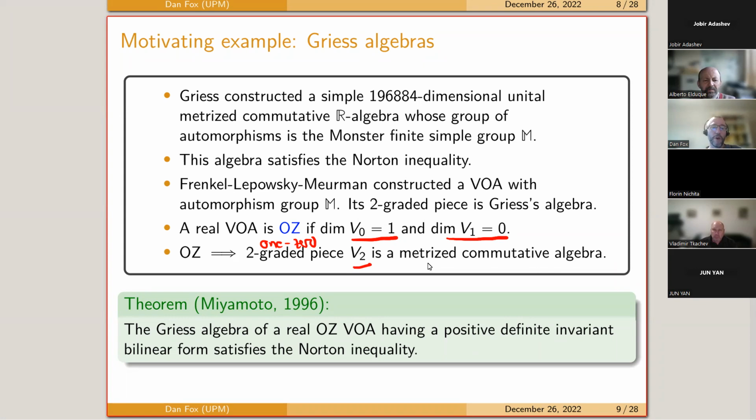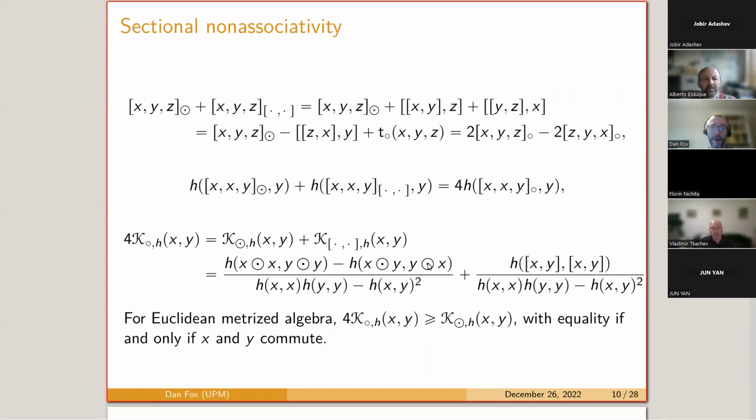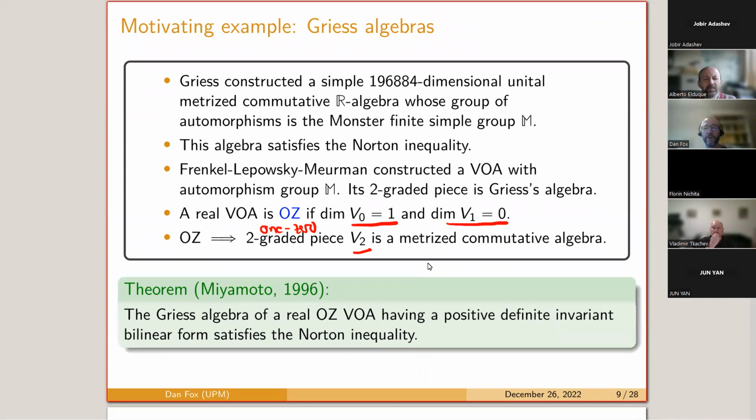And so Miyamoto proved that the Griess algebra of a real 1, 0 vertex operator algebra for which the invariant metric is positive definite satisfies the Norton inequality. So exactly how many examples this gives isn't clear, but among them are actually the examples of the simple Euclidean Jordan algebras that are going to be described in a few slides. So I'll come back to that, but the most familiar example that fits into this is that, given a simple Euclidean Jordan algebra, it's known there exists a vertex operator algebra of this type which has it as its Griess algebra. I should actually have put a line in here attributing that to the appropriate authors, but I can't right now remember who they are, unfortunately. There are several papers on this.